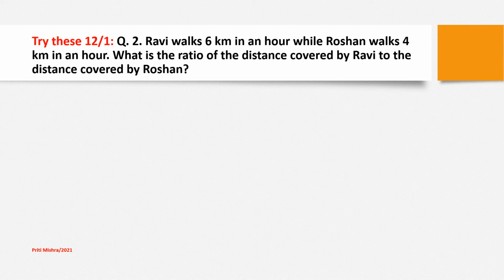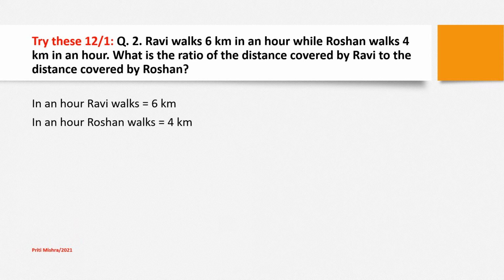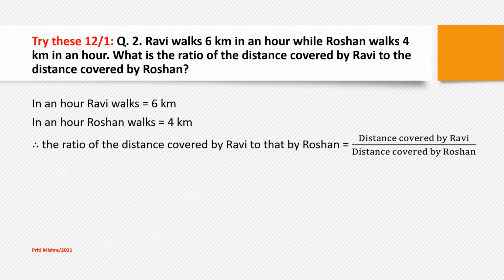Question number 2. Ravi walks 6 km in an hour while Roshan walks 4 km in an hour. What is the ratio of the distance covered by Ravi to the distance covered by Roshan? In an hour, Ravi walks 6 km. In an hour, Roshan walks here 4 km.